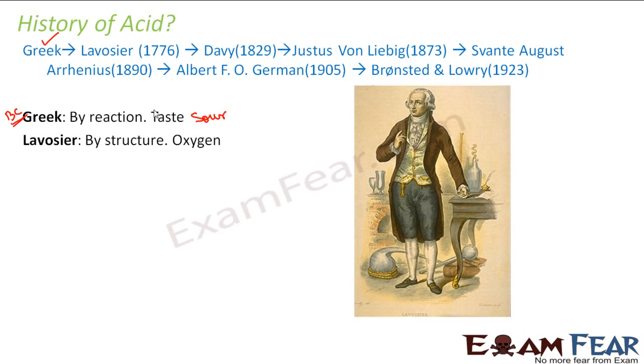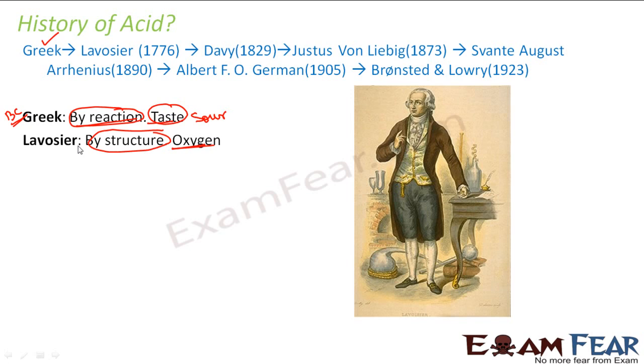Then this guy Lavoisier came and he told, why only by reaction and taste? There should be something with the structure. There should be something unique with the structure for all the acids. And he told, let me define acid by structure. And he defined that anything which has oxygen is acid. Although his definition was wrong, the good part here was, till now we had been defining acid by reaction and taste, but this guy told, let me define by structure.